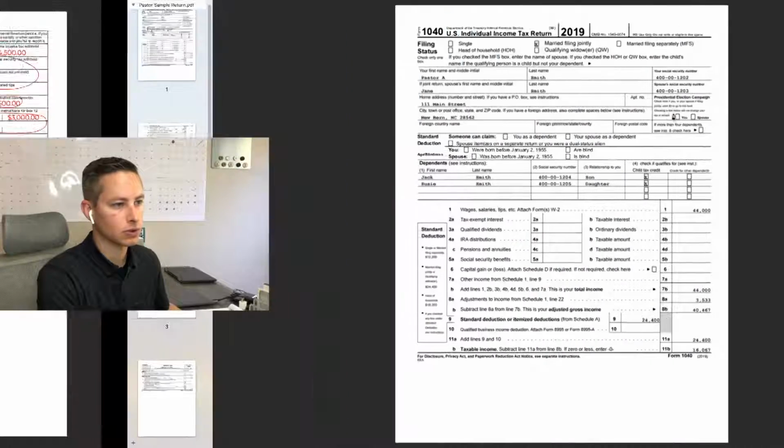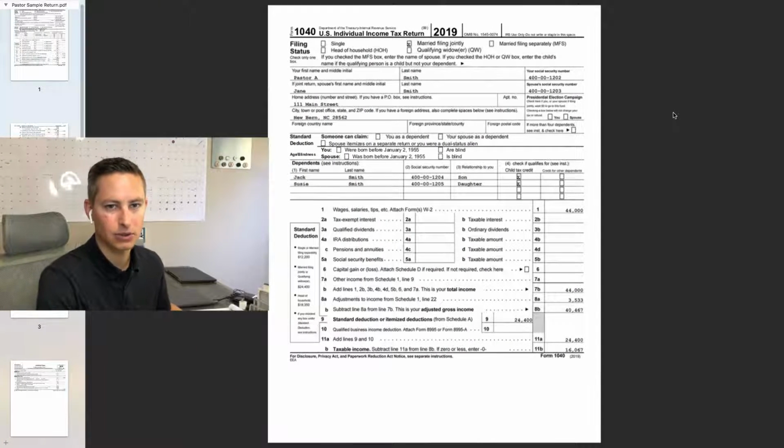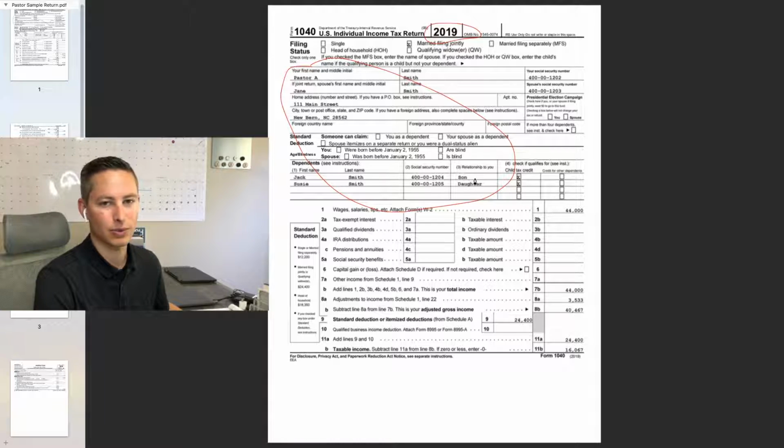So we will jump over to the tax return and walk through what you should be looking for and what a normal pastor tax return will look like. So we're here on the 1040. This is the 2019 version, so this is what you will be completing in the early months of 2020 to file your 2019 tax return. First part is just your information: name, address, social security number, your dependents, their social security numbers, and their relationship to you. Then we get down into the meat of the tax return.